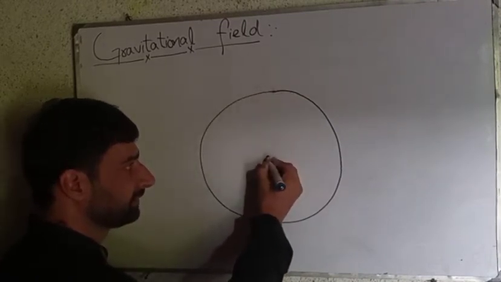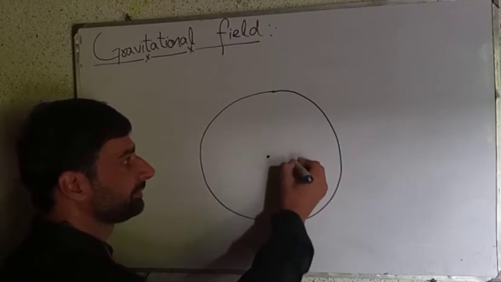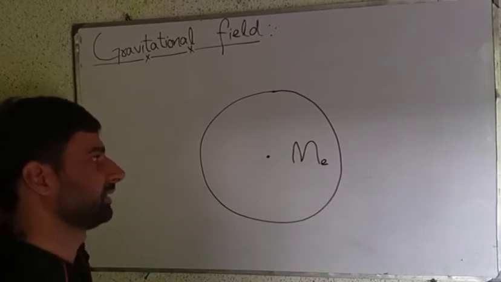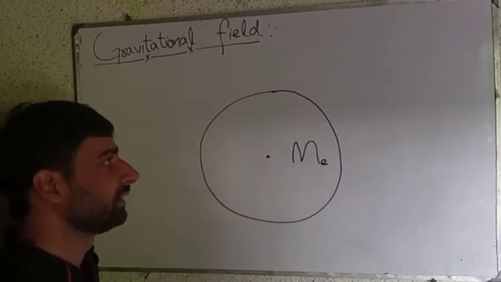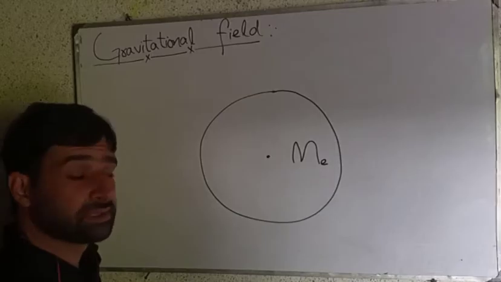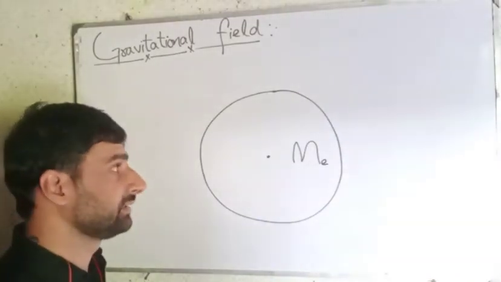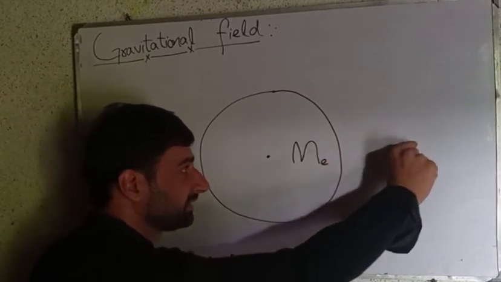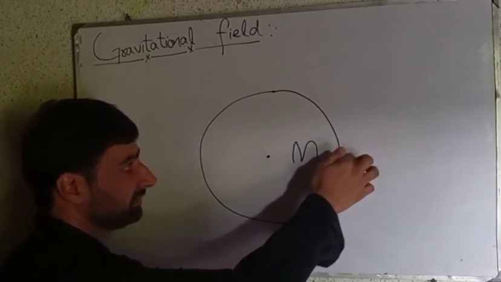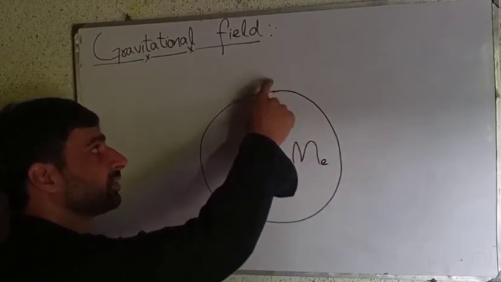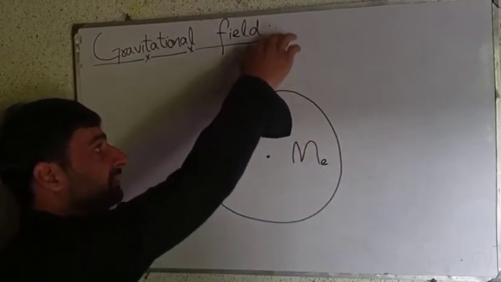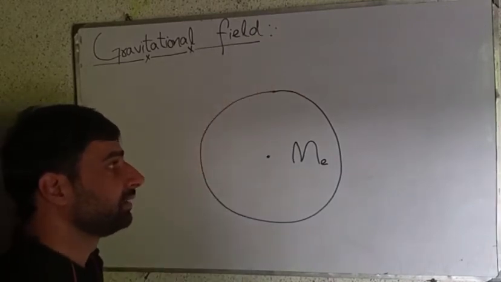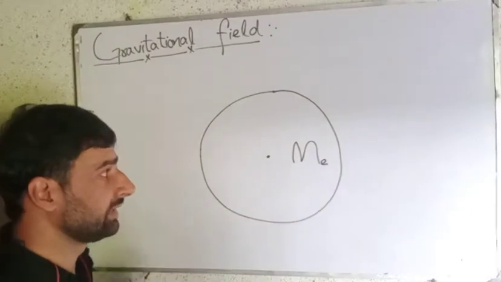Let's say this is Earth. Its mass is denoted by capital M E, mass of Earth. Let's say this is the center of Earth. Then we know that Earth pulls every object in its direction. For example, if we throw an object from this point in an upward direction, Earth will pull it in a downward direction in this way. So we can say that the pull of Earth is always towards the center of Earth.